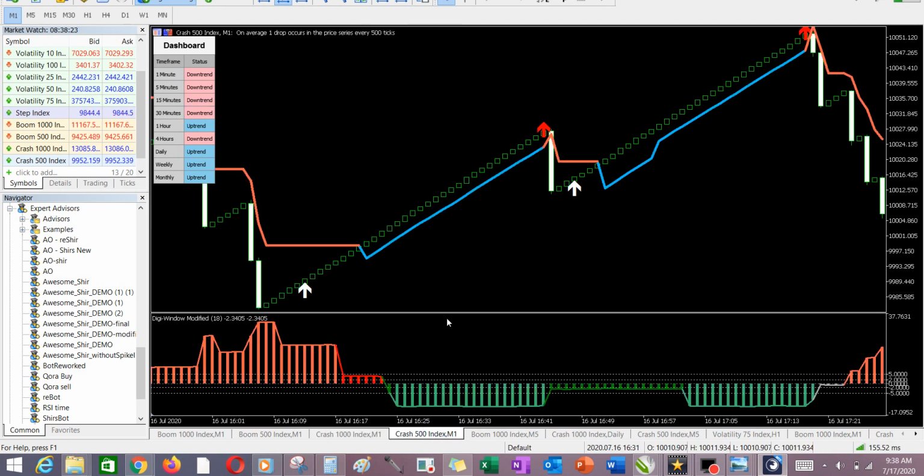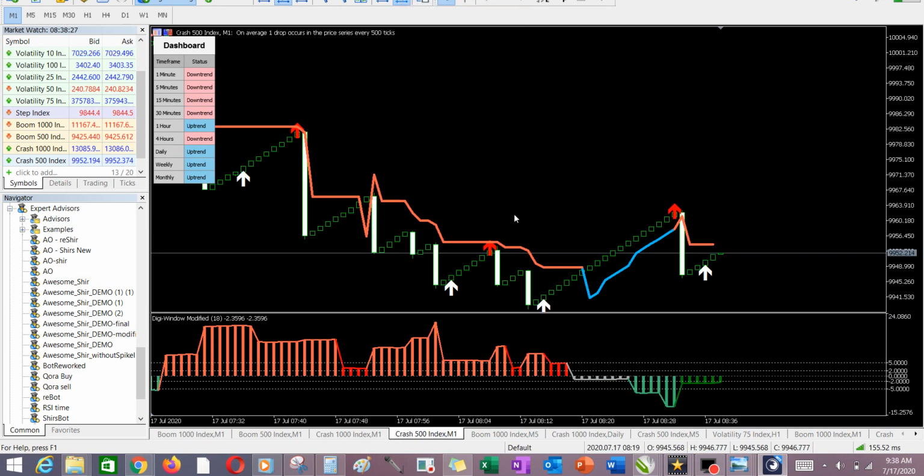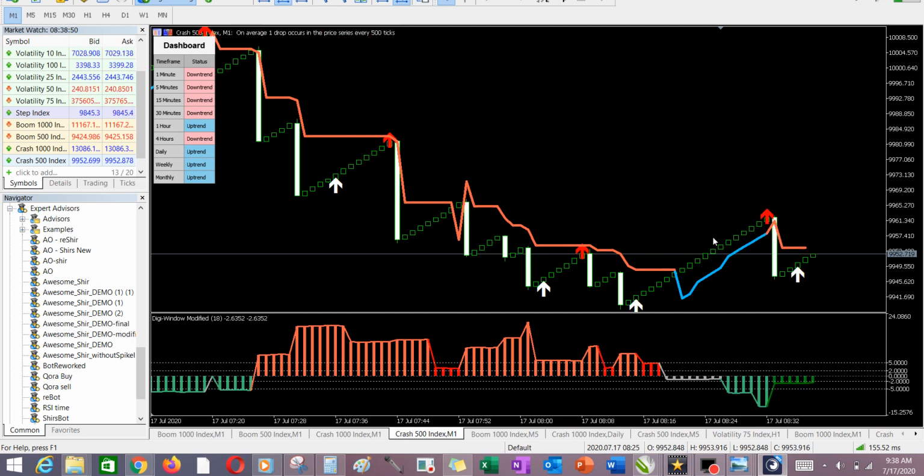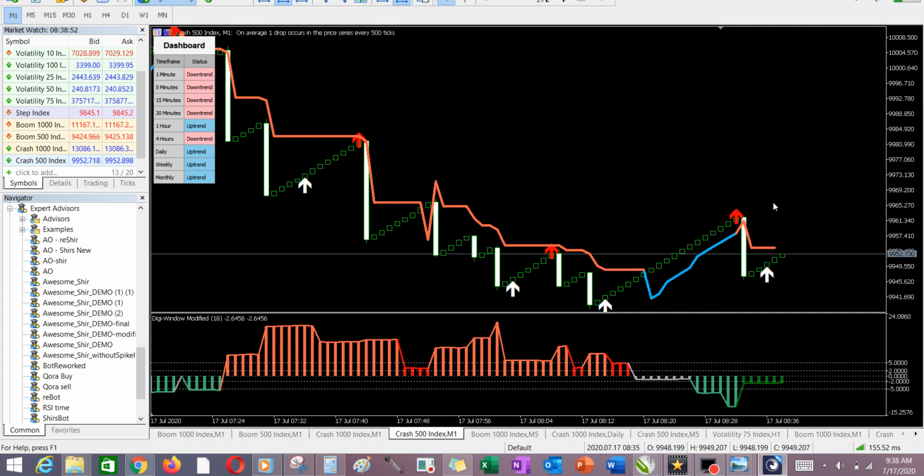Okay, for Crash 500, I think the same thing is happening here. It is crashing at the moment, which is favoring those that are selling crash. You can see that once it gets to the PZ line, it crashes, because the PZ line is now standing as the trend line, serving as a resistance level. It is marking out the resistance level.